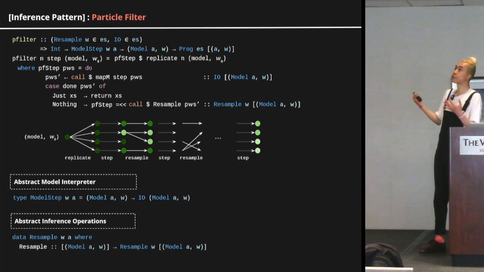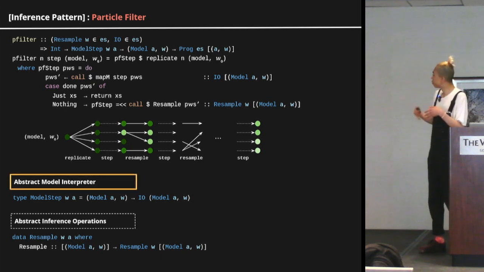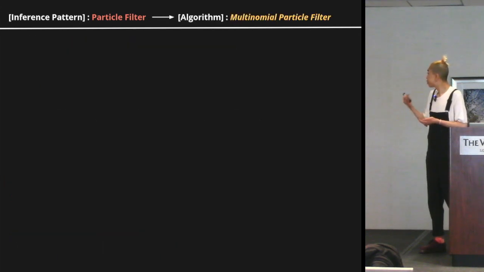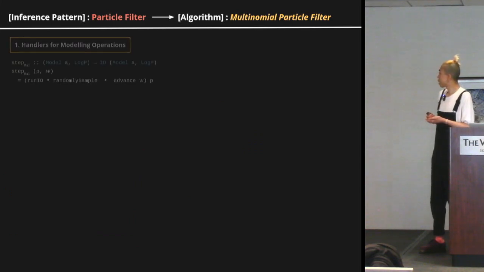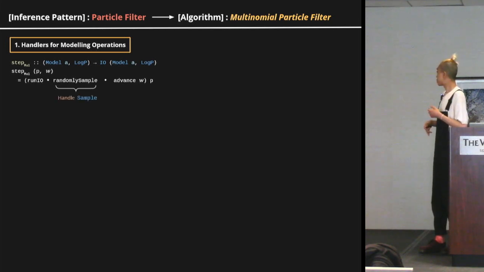Okay, so I've described to you a particle filter as an abstract program. To derive an algorithm from it, you follow the usual steps. You give a semantics for the model interpreter and a semantics for the inference operations. One simple algorithm is called a multinomial particle filter. We'll begin with the model semantics. For sample, we'll just have our particles draw a new random sample each time.